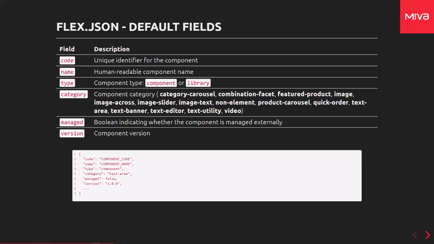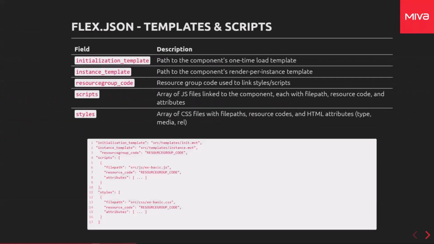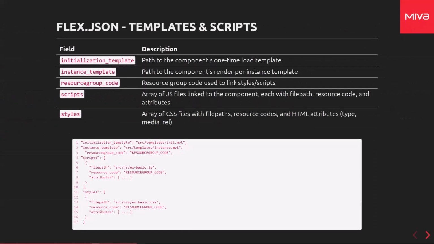The next section of the flex.json includes references to the paths of the initialization template, the instance template, any scripts, and any styles that you have. You can see how that looks here. Also included in that section, so within the scripts, there's a styles object that allows you to define any HTML attributes for each of the files. But also included in this section is the resource group code. So this defines the code of the resource group that will be created and assigned to each resource within the scripts and the styles object when the flex component is imported into Miva.